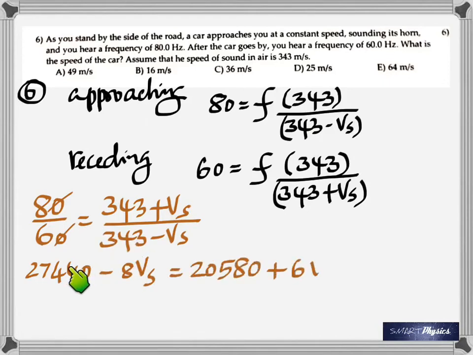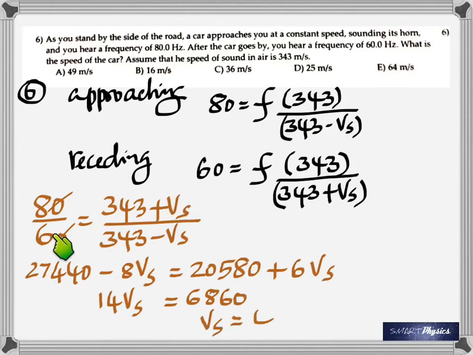8 times 343, you get this number, and then 8 times Vs. Similarly, 343 times 6 is this one, and then 6 Vs, which is plus. Obviously I put 1 0 because I'd forgotten that I'd cancelled out the zeros. That's why I had to remove those 2 zeros from there. And 14 Vs is 6860. Therefore, the source is moving at 49 meters per second.